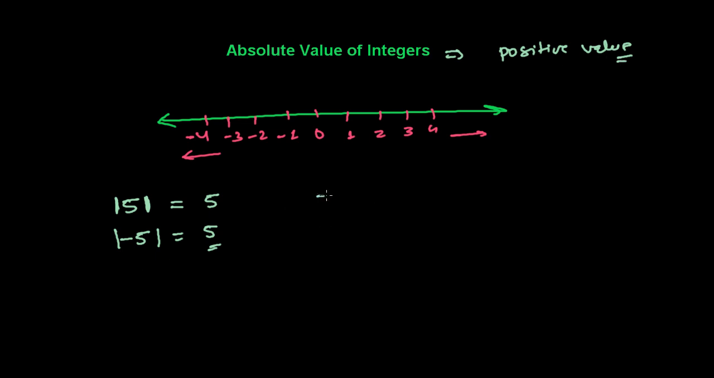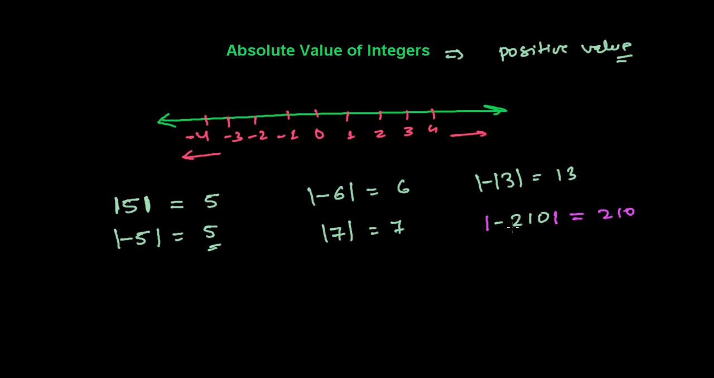Like if I have the absolute value of -6, then I'll always get 6. The absolute value of, suppose, 7 is 7. The absolute value of -13 is again 13. The absolute value of -210 is equal to 210. We don't care about the symbols, whether it is negative or positive. If it was positive 210, then also I'll get 210.